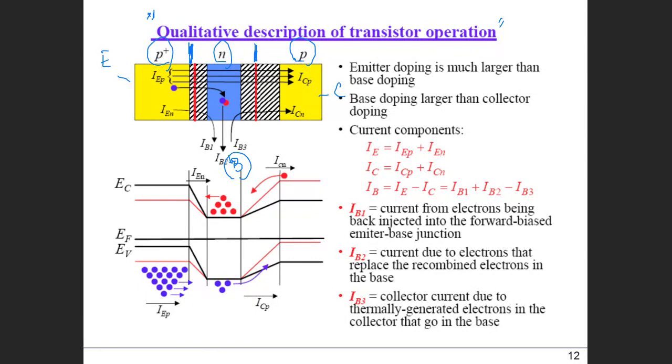So here I have one question for you. This shows the energy band diagram for this particular BJT. The black line shows the energy band diagram of this bipolar transistor at thermal equilibrium. First question: how do you know that this black line is at thermal equilibrium? Can you answer?